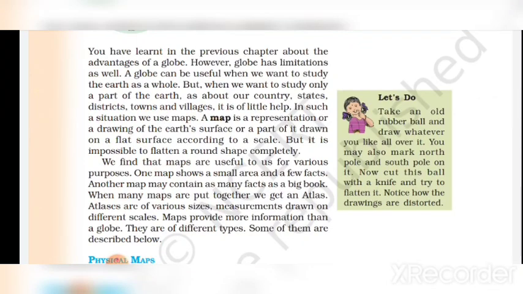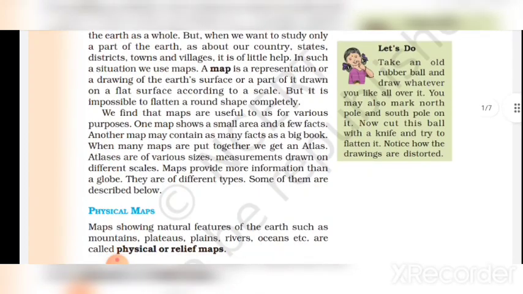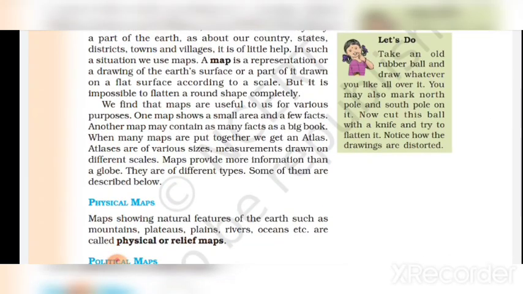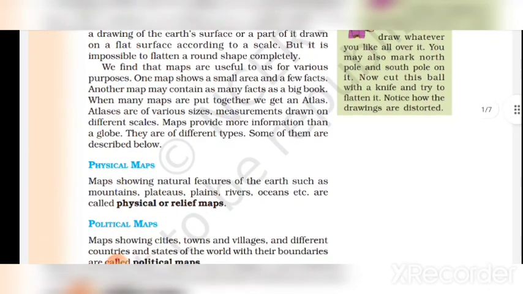A map is a representation or a drawing of the earth's surface or a part of it, drawn on a flat surface according to a scale. But it is impossible to flatten a round shape completely. We find that maps are useful to us for various purposes. One map shows a small area and a few facts. Another map may contain as many facts as a big book. When many maps are put together, we get an atlas. Atlases are of various sizes and measurements, drawn on different scales.